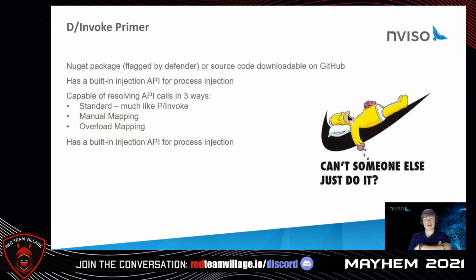So let's give a D/Invoke primer for just a second. It has a NuGet package, which is basically the package manager for .NET. But the NuGet package, unfortunately, gets flagged by Defender nowadays. But you can just import the source code, which is downloadable on GitHub anyway, manually into your project, and that is not flagged by Defender yet.